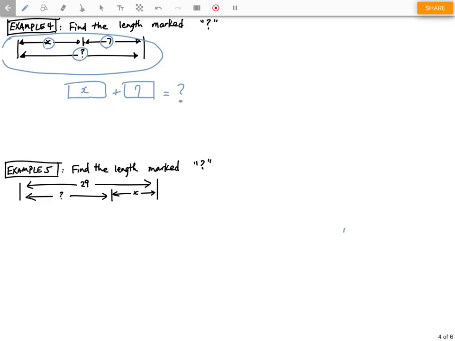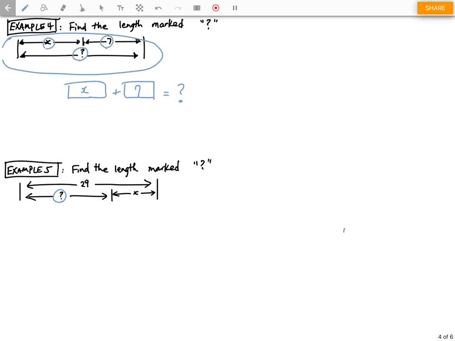Now, let's look at the fifth problem. Again, find the length marked question mark. So here's the question mark. Notice the difference between example number 4 and example number 5. In example number 5, the question mark is part of one of two lengths. In example number 4, the question mark represents the total full length.